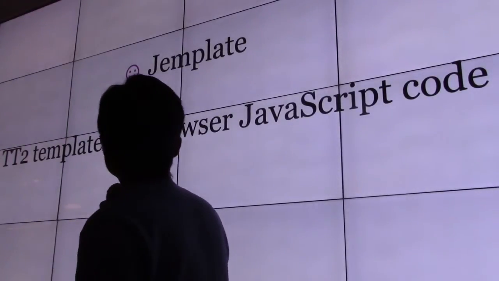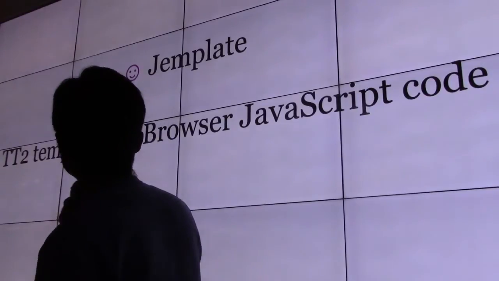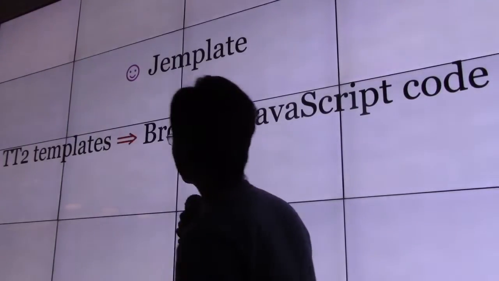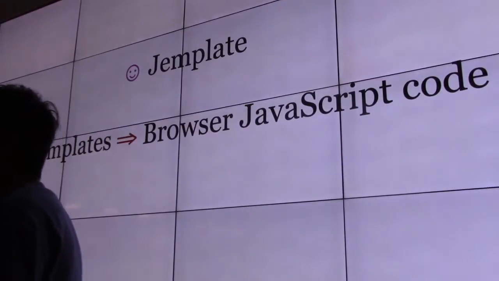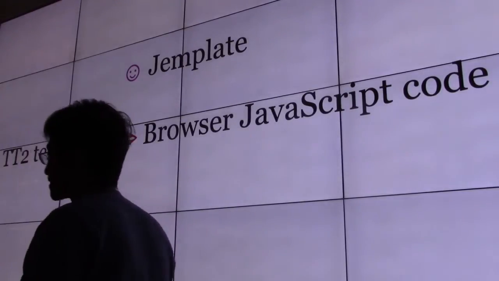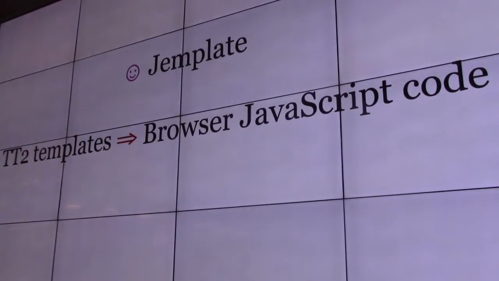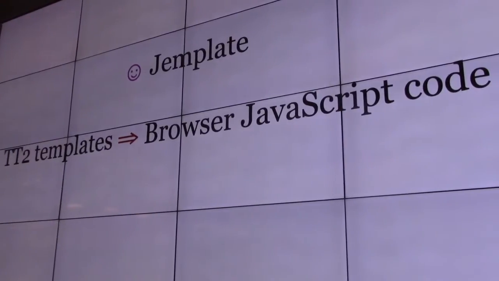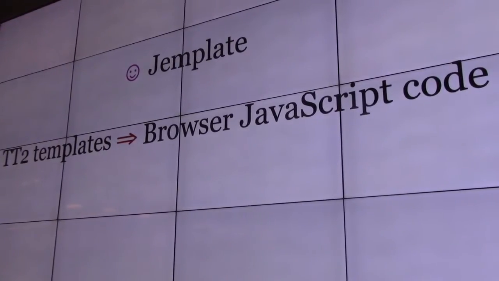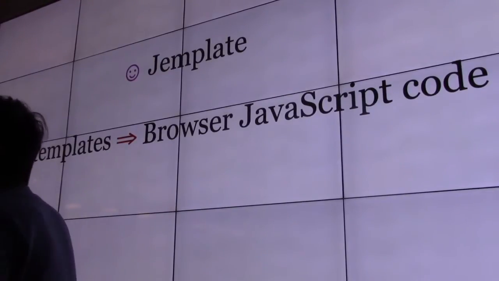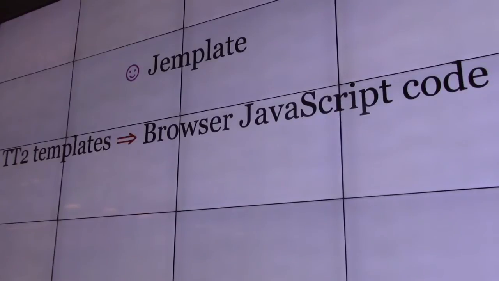There was a compiler called Jemplate, which can compile TT2 templates into browser-side JavaScript code, which means that a single set of template files can be reused both on the server side and the client side, which is pretty cool. I know that some of the template engines use Lua in the template file directly, which makes such template sharing impossible. So I really like DSLs.